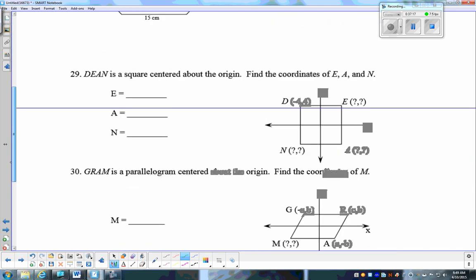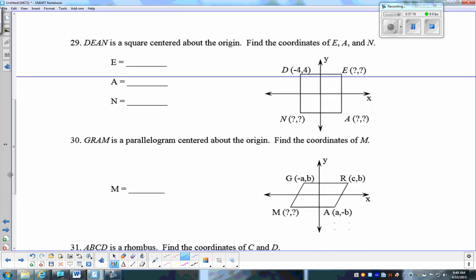All right, and then we get into our coordinates. DEAN is a square centered about the origin. We need to find the coordinates of E, A, and N. So since it's a square, everything's going to have the same length. And since this piece is 4, and this piece is 4, everything's going to be 4. So remember what's positive where. E is going to be the point (4, 4).